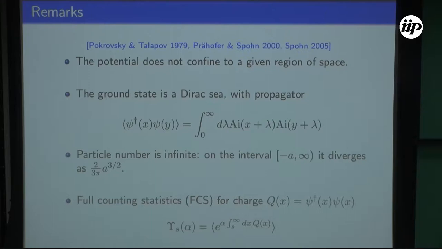I say it's some kind of Dirac sea, and if I do that, I can look at the propagator in the quantum many-body context, and I compute this. I use my Airy function, and I get this formula. This formula is exactly the Airy kernel from the previous talk. So I can view the Airy kernel as just the ground state propagator in this simple free fermion model. It's a bit weird because the particle number is infinite.